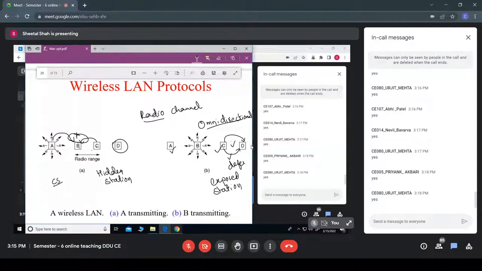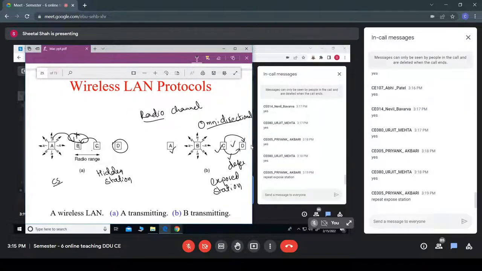Shall I repeat this? Hidden station and exposed station. Hidden station means what? Have you understood, or shall I repeat it?